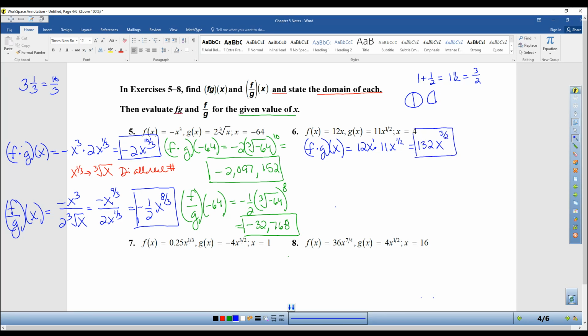That's my general answer, but now they want to know specifically f times g of 4, and it might be easier for you to change this to the square root of 4, and then to the third. Unless you're just going to plug it into your calculator here. You could do 132 times 4 to the 3/2. But I'm just trying to get you familiar with this notation. The square root of 4 is 2. 2 cubed is 8. 8 times 132 is 1,056.